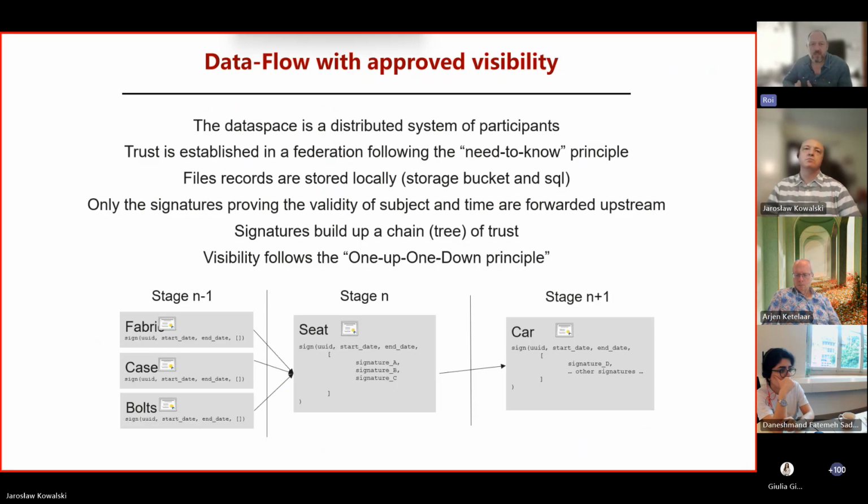just to show that here the data space is a distributed system of participants, that the trust is established on one side on the need to know principle, but also on the signature built up in the chain. Important to say also that the files, of course, are stored locally in each of the levels of the chain, and that the visibility, as said before, follows the one up, one down principle.